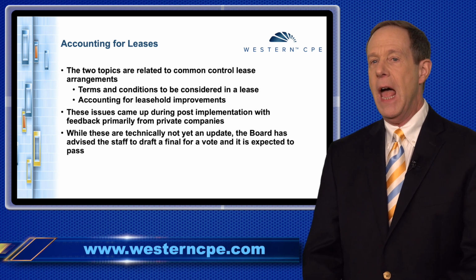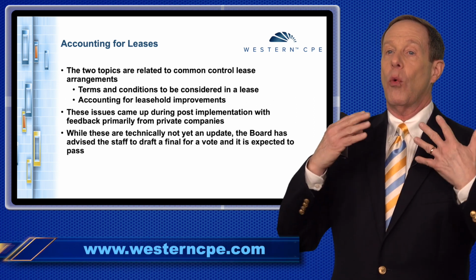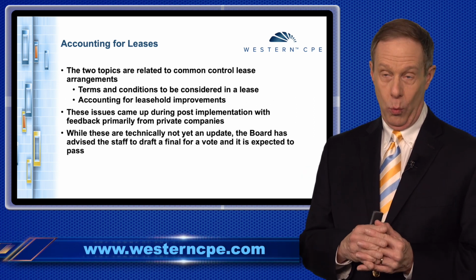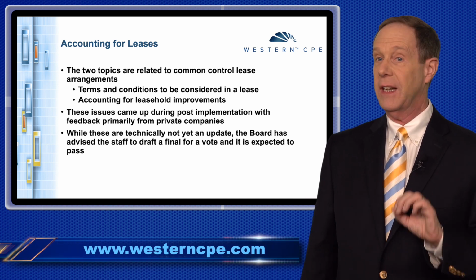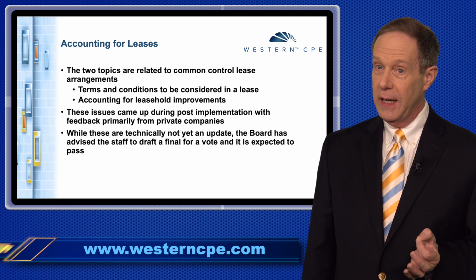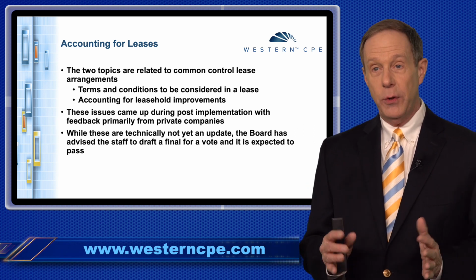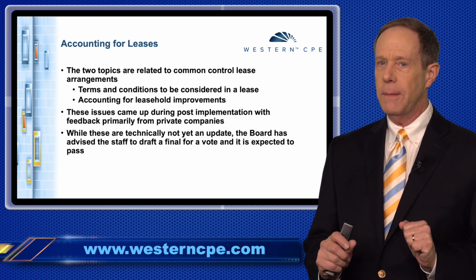On Wednesday, February 15th, the FASB board did approve an update which will solve some major issues for many companies out there. There are two topics related to common control arrangements which are covered in this update. First, terms and conditions to be considered in a lease, and second, accounting for leasehold improvements. These issues came up during post-implementation with feedback primarily from private companies.